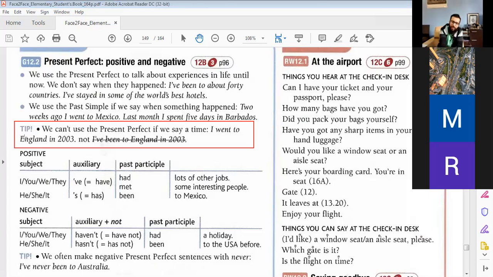في المثال الثاني شنو المشكلة؟ شنو هو الخطأ في المثال الثاني؟ ذكروا time في البريزنت بيرفكت. بالضبط ما يمشيش طبعا، ممنوع هذا ما نقدروش نذكروا الزمن. لو بنذكروا الزمن حنضطر نغيره للباست simple. في الباست simple تمام نقدر نقوله I went to England in 2003 ما فيش أي مشاكل.